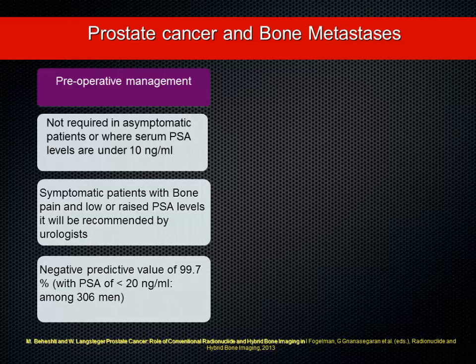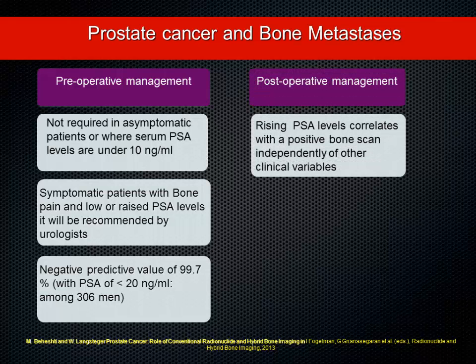It varies depending on which part of the world you come from. But generally in the European scenario, it's not required in asymptomatic patients where the serum PSA is less than 10. Symptomatic patients with bone pain or raised PSA levels will be recommended by the urologist, because a national survey showed that if the patient is symptomatic, 70% of the urologists will ask for a bone scan. And the negative predictive value is nearly 100% for a PSA less than 20, but you have to be cautious here. This negative predictive value is before the treatment. But once you start treatment, the whole concept changes on how we are going to use bone scan in this scenario.